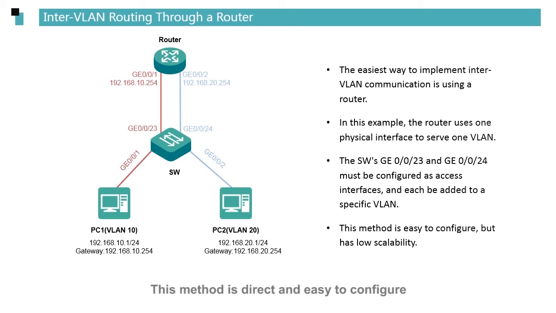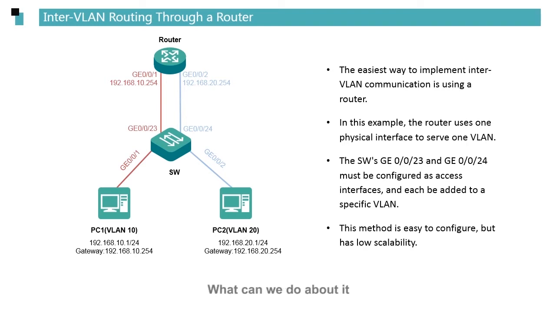This method is direct and easy to configure, but does it have any weak points? In this example, the switch isolates two VLANs, so the router must provide two physical interfaces to connect the two VLANs. If there are 10 VLANs, the router must provide 10 physical interfaces. We know that switches generally have 24 or 48 interfaces, but routers have far fewer interfaces. As such, this method is not scalable and is inapplicable to large-scale networks.